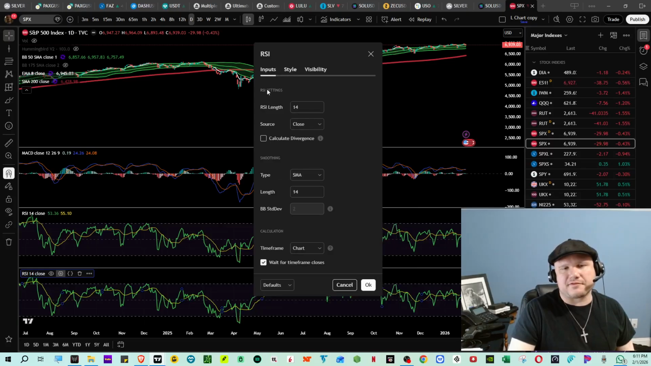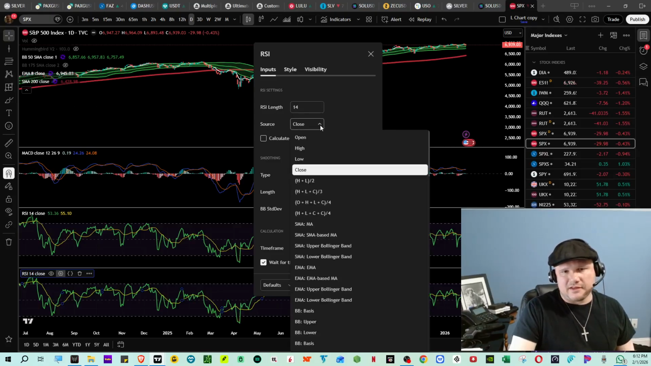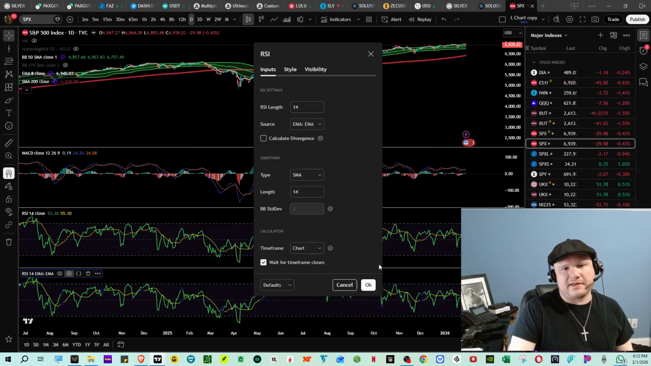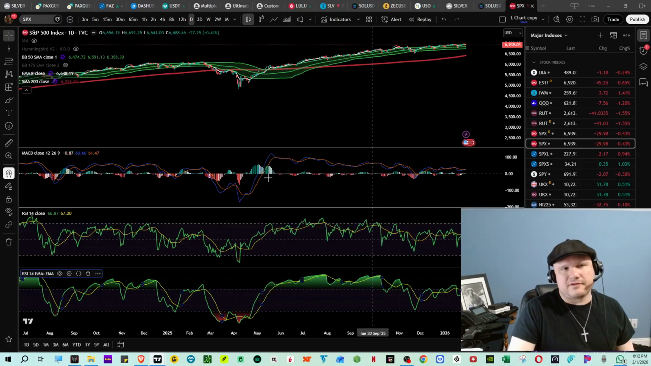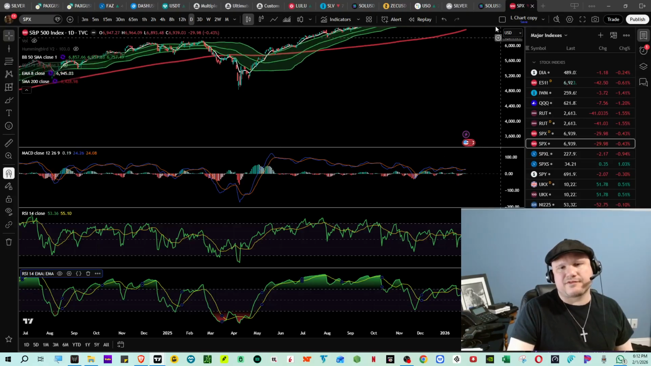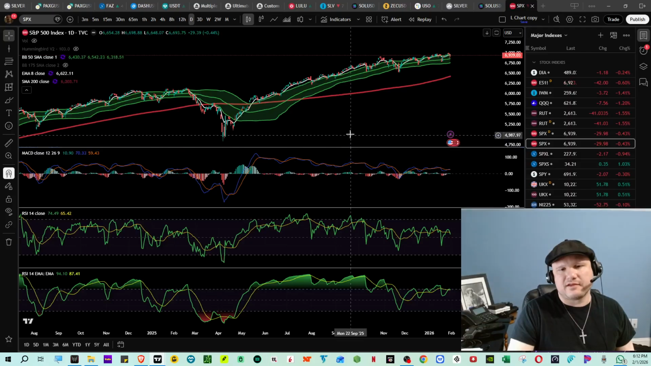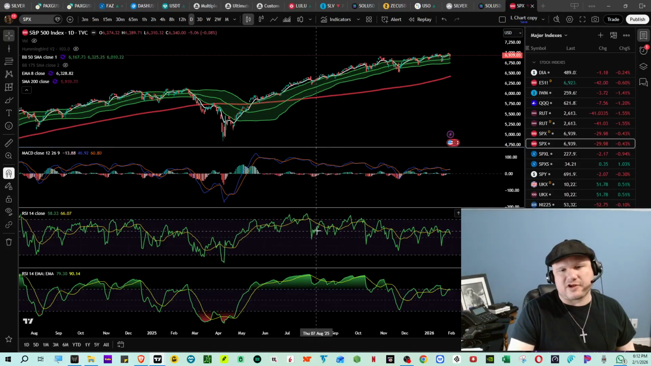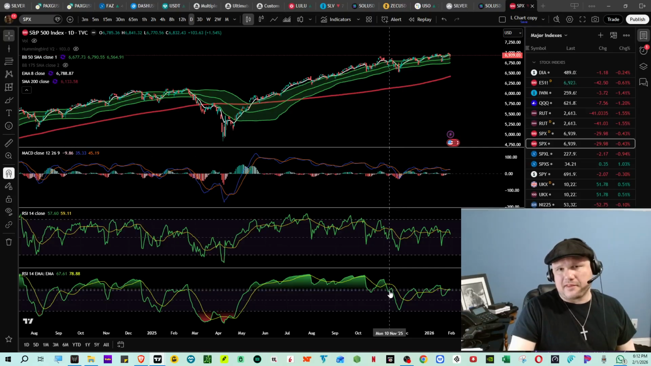What's cool about this is for things like RSI, you can change the source so you're not using the close, you can use the open, the high, the low. For this, I'm going to change it to the EMA. So that's going to use the 8 period EMA that I already have in my chart as the source for the relative strength index. And rather than having all this choppiness to look at, I've basically smoothed it out just to make it a little bit more manageable. That might be helpful when you get started.